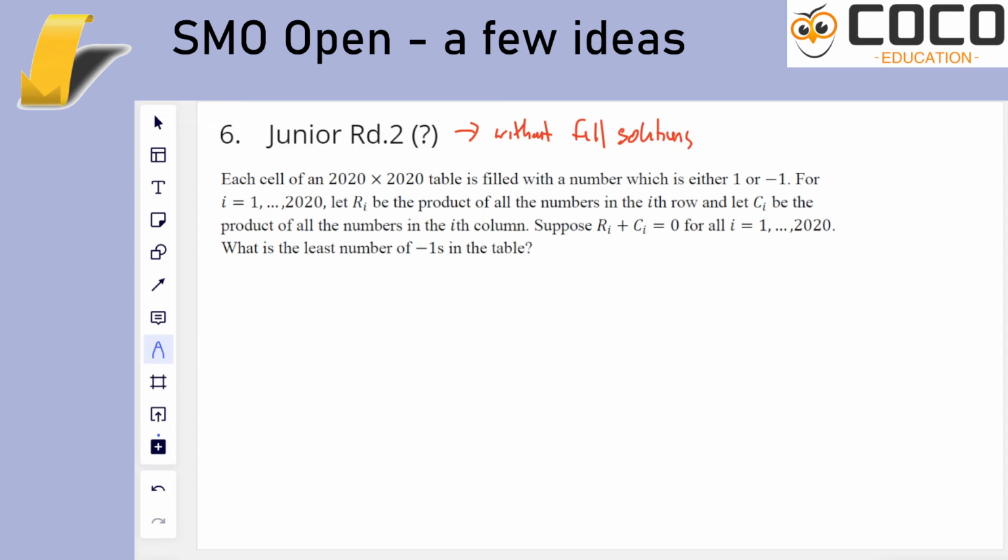Now, if you ask me to, let's say, take a SMO in 2.5 hours with 25 junior round 2 questions, I have no hope at doing it, and I'm sure no one in Singapore would be able to write 25 full solutions in 2.5 hours. So, without full solutions, that's what we're trying to say. For a round 2 problem, there are 2 elements to it, right? For a round 2 problem, usually it has a construction and a proof.